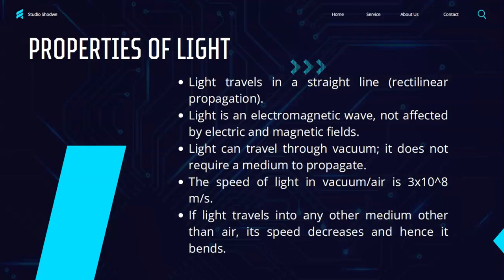Light has the highest speed in vacuum or air, that is 3 × 10^8 meters per second. And if light travels into any other medium other than air, its speed decreases and hence it bends. This bending of light is known as refraction.